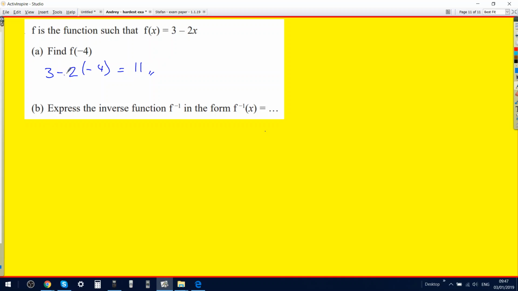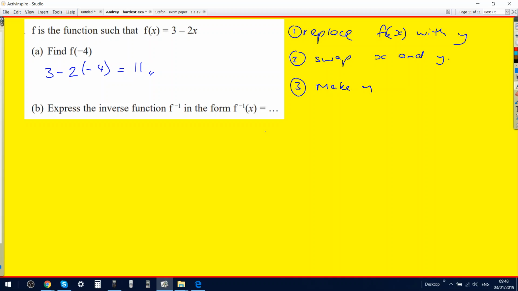So a specific way of doing these. So replace the f of x with a y. Swap x and y. Make y the subject, and then replace y with the inverse of x. So how would you do that?